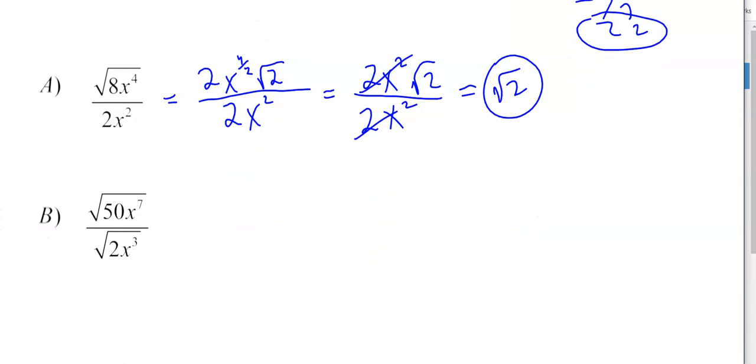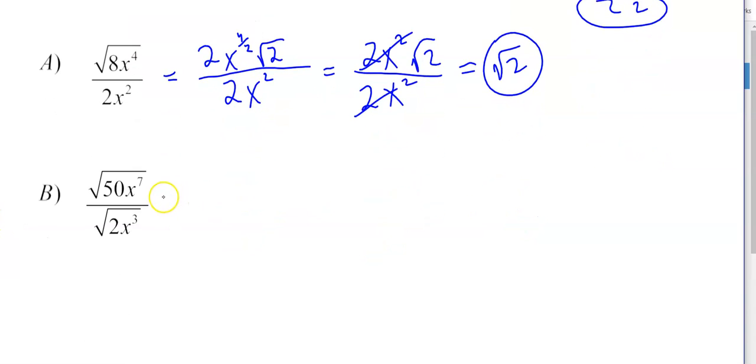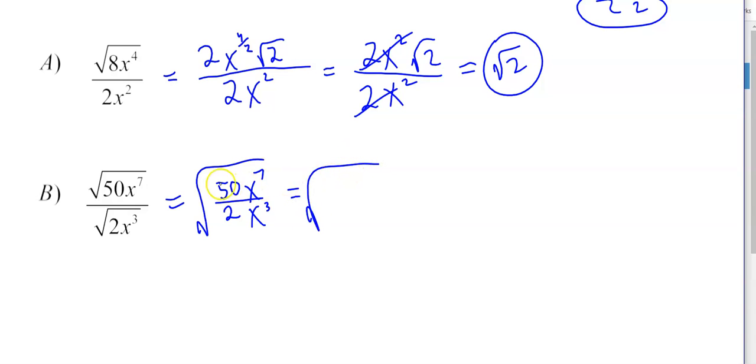Okay, let's see if we can actually use the property here. So I think we can. So this is going to make this problem easier. So I'm going to write this as one big fraction. So this is going to be 50 over 2, and then x to the 7th over x to the third. And I'm going to simplify that if I can. So 50 over 2 is 25.